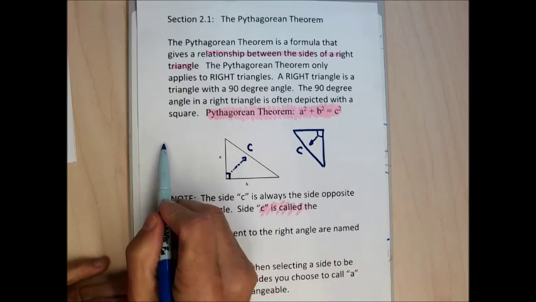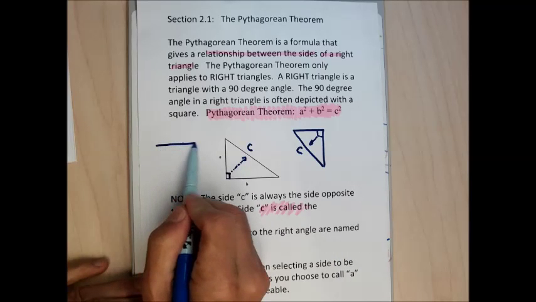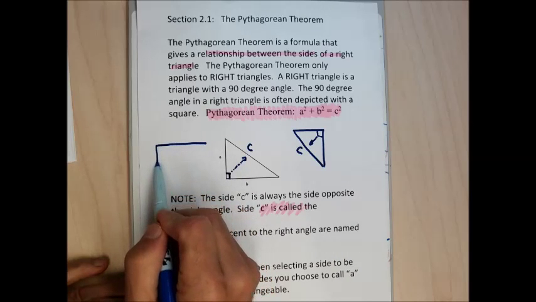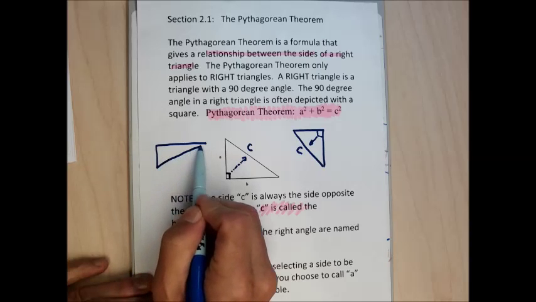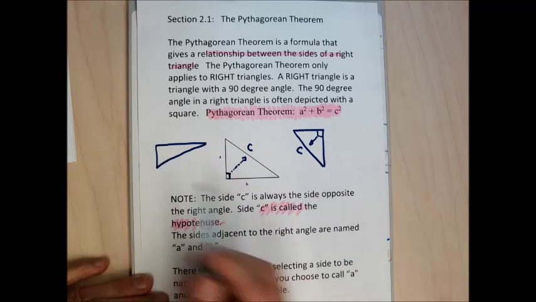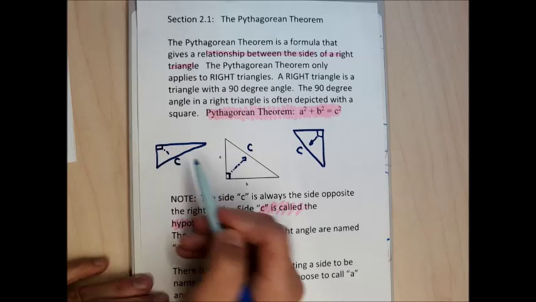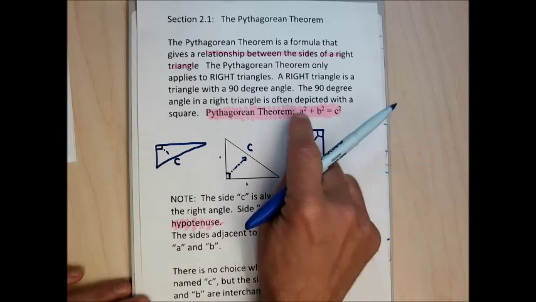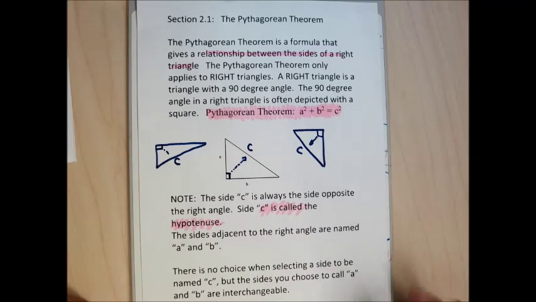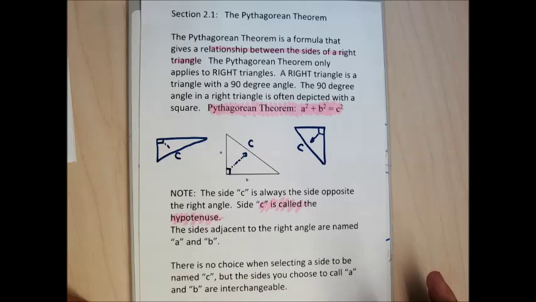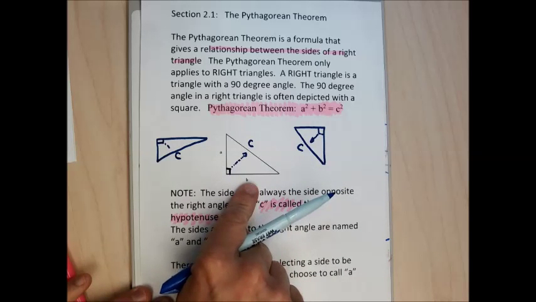Let me draw another right triangle real quickly here. So here's the third right triangle. Here's the right angle. Opposite the right angle has to be the C. The sides that you call A and B are a little more flexible. It really doesn't matter which side you call A and which side you call B. I imagine I'm not consistent as I go through and do my problems. These I'm going to call the legs of the right triangle.